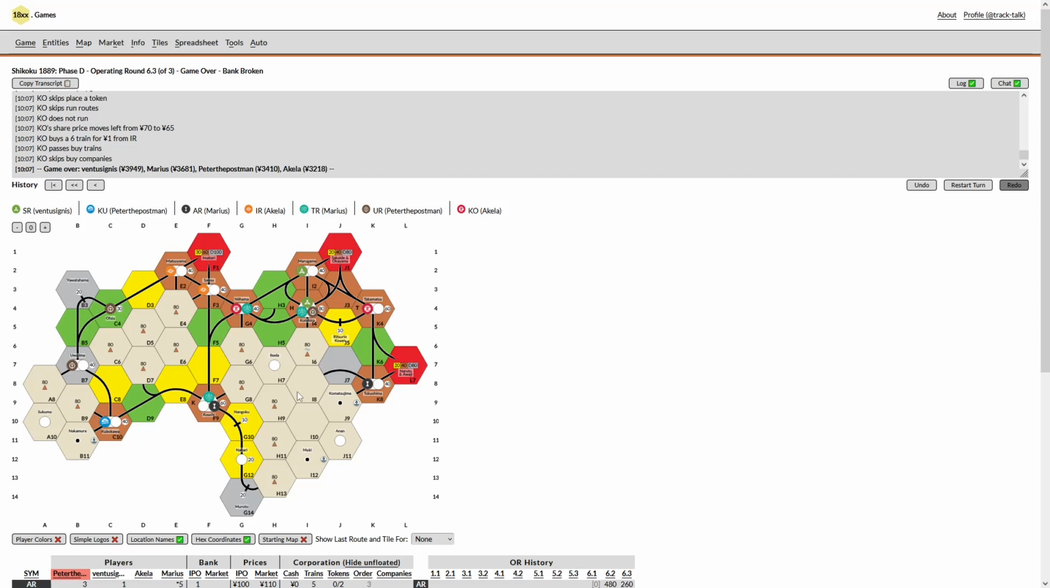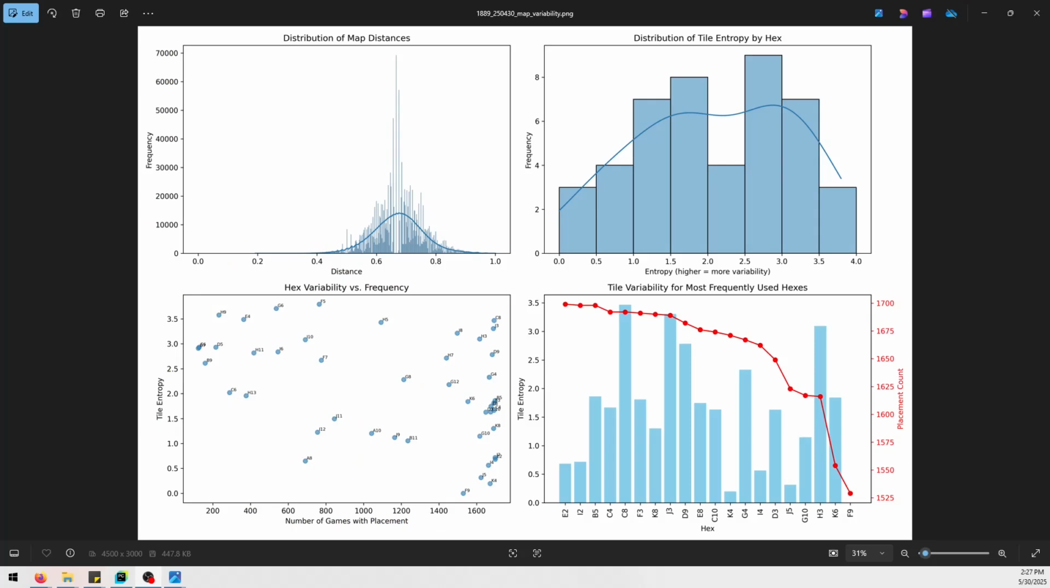So I went ahead and did that and calculated a few metrics to describe the distribution of maps seen in the 1889 data set. I want to just go through that briefly, and then we can look at the other games, 1830 and 1846, to see how they compare and whether or not there's truly a difference between the games. So in the upper left, we have the map distances.